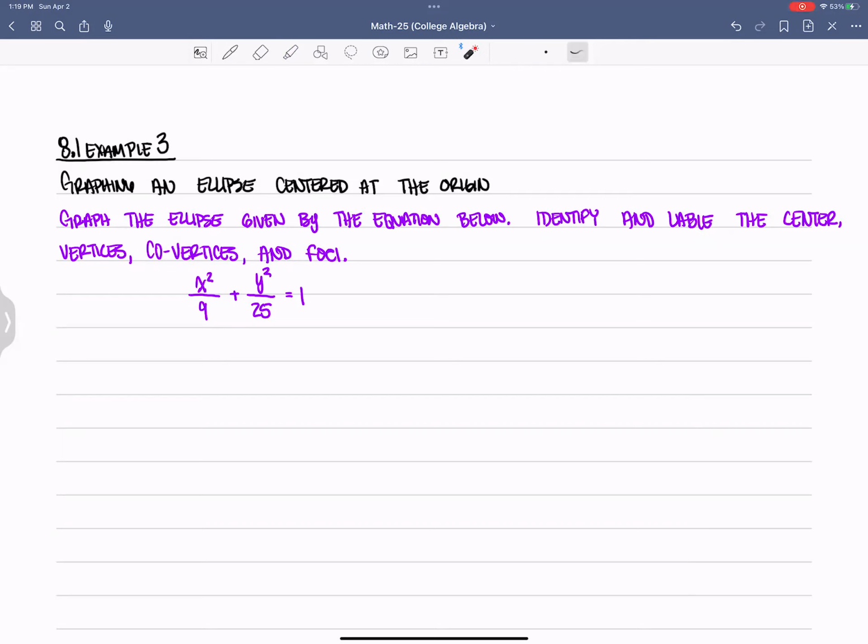Let's see, square root of 9 is going to be 3. So we're going out 3 units in the x direction. Square root of 25 is 5. So we're going out 5 units in the y direction. So let's just keep that in mind when we start drawing the graph. Up and down. So in the x direction, we're taking the square root of 9, which is 3. So in the x direction, we're going out 3 units.